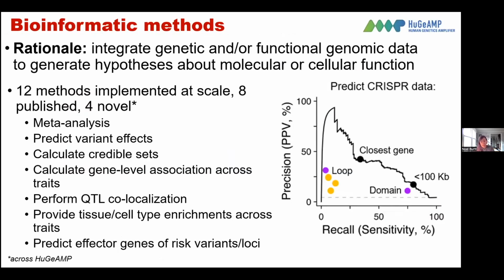And then finally, if you have genetic data and genomic annotations, you need ways to integrate them. Many of the methods that are out there integrate them to make hypotheses about the functional consequence or how molecular or cellular function is going on at these tissues or these regions. So our resource has about 12 methods implemented at scale across all data sets and diseases, some of which are published, some of which are novel, that allow you to see results from these predictions. They include calculated credible sets, meta-analysis of all the summary statistics in the world for genome-wide association studies, prediction of variant effects, tissue-specific annotations, co-localization, and so on and so forth.